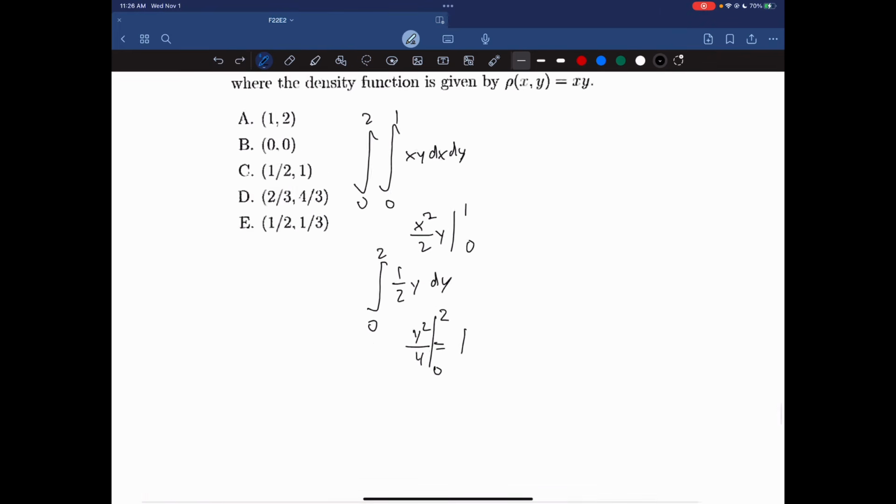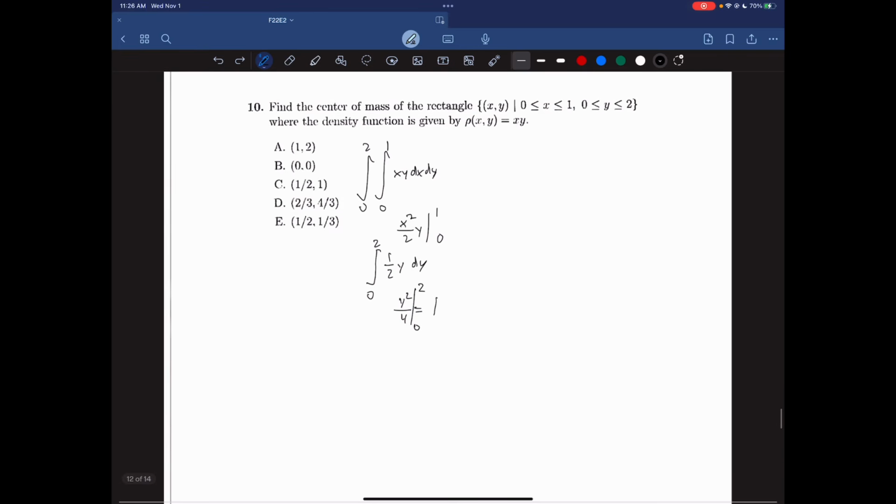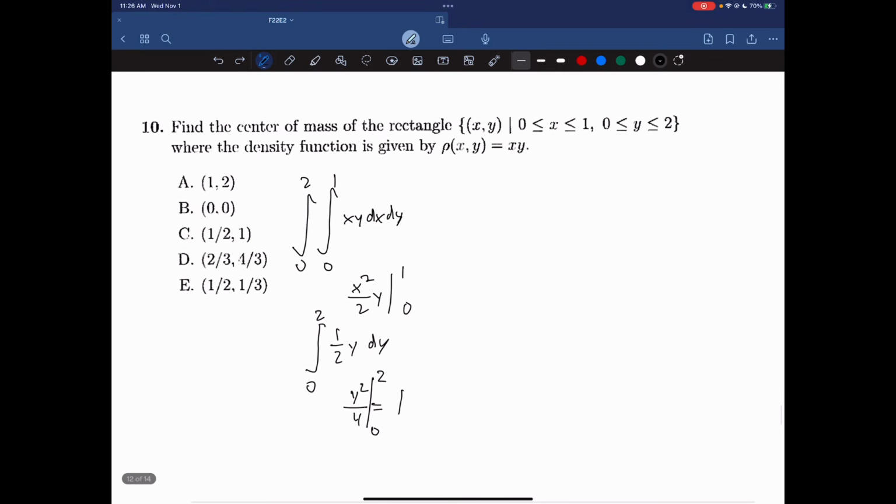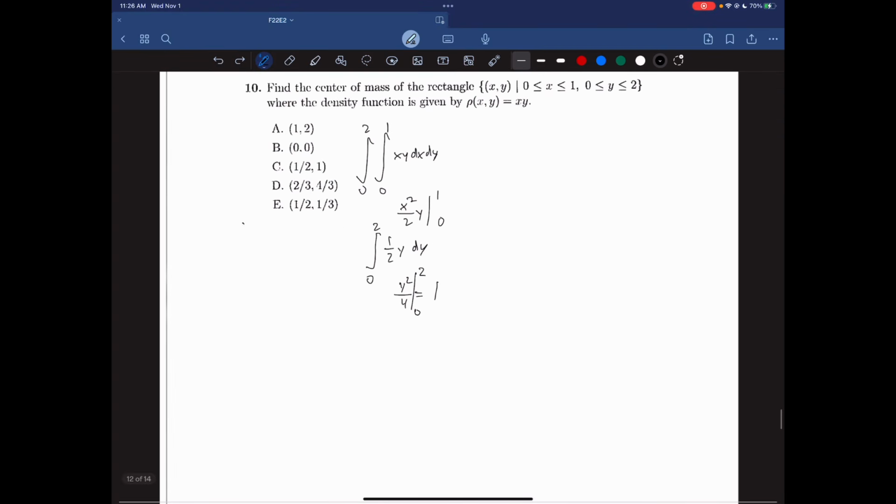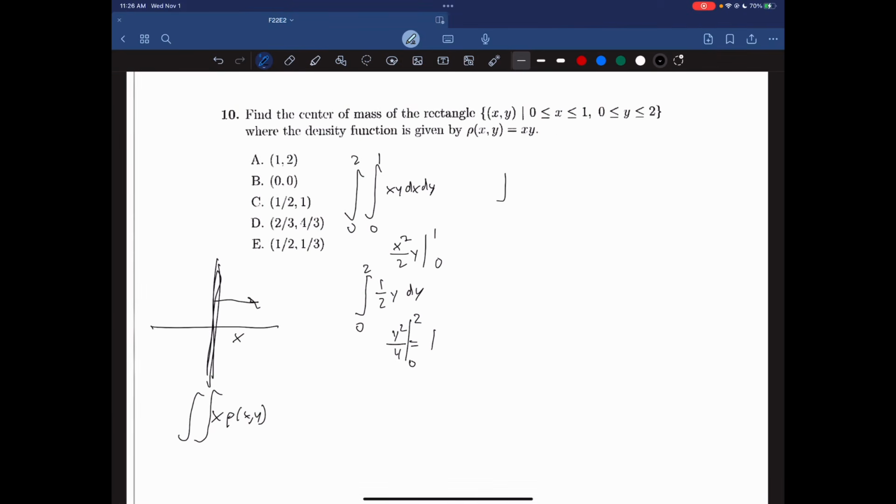Just looking at our answers, we only really need to find one of the components, and I'm going to do the x component because that is the first one. To find the x component, we need the moment about the y-axis, and that's given by the distance from the y-axis, which is just the x-coordinate. So that's x times rho of x, y, and we need to integrate over our region, the same bounds, 0 to 1 and 0 to 2. It's going to be x squared this time because we're multiplying rho of x, y by x. x squared y dx dy.